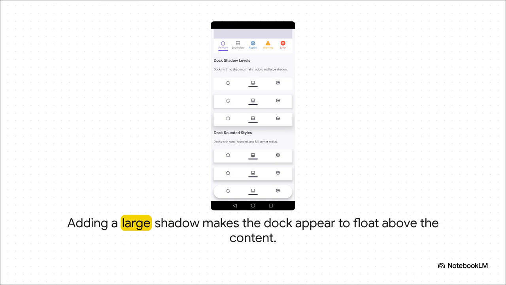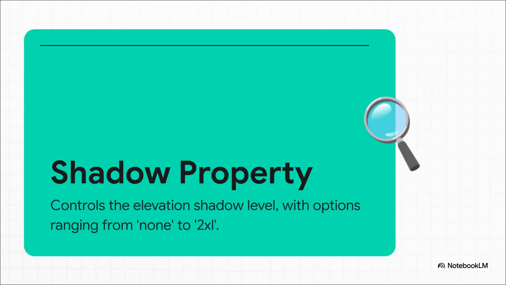But what if you want the total opposite? Check this out. With a large shadow applied, it instantly creates this sense of depth. It makes the dock feel like it's literally floating above everything else. It's such a simple trick, but it's a really powerful way to create some visual hierarchy in your layout. And yep, just like the sizing, this is all controlled by one simple shadow property. You've got a whole bunch of options from none for that flat look, all the way up to 2XL for a really dramatic, pronounced shadow. It's just so straightforward to implement.